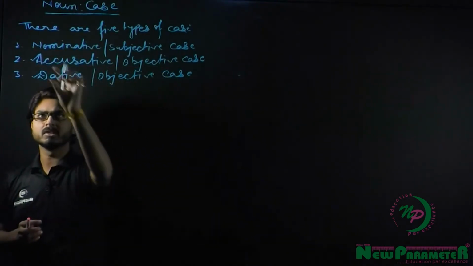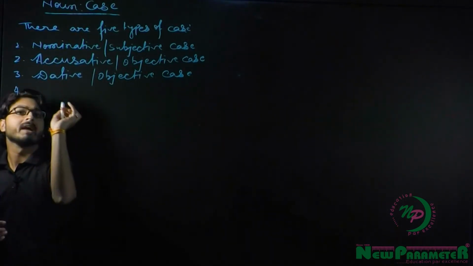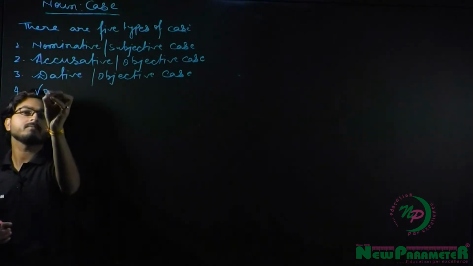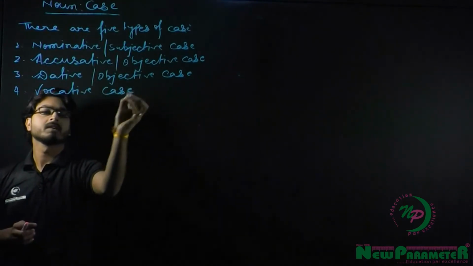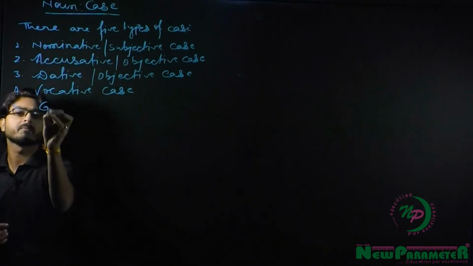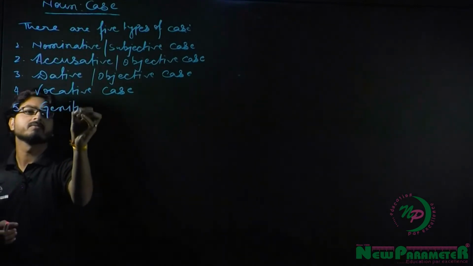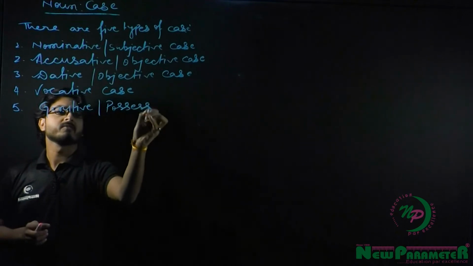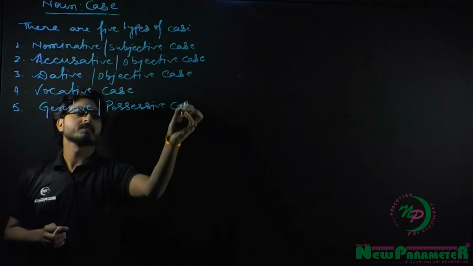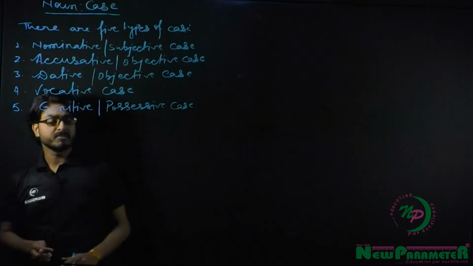Don't confuse with all these things. And the fourth one is vocative case. And the last one is genitive or possessive case. So these are the 5 types of case.